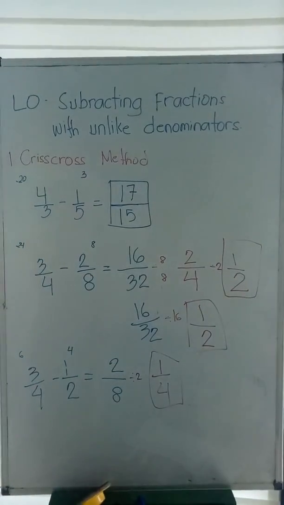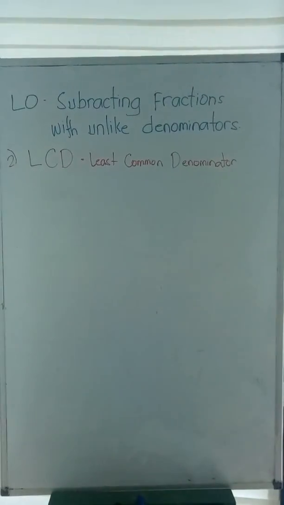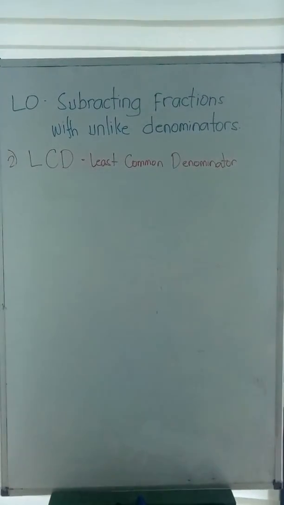So that's for crisscross method. Next, we are going to discuss about how to get the least common denominator. So the second method we're going to talk about is subtracting fractions with unlike denominators by finding the least common denominator, or acronym LCD, least common denominator.